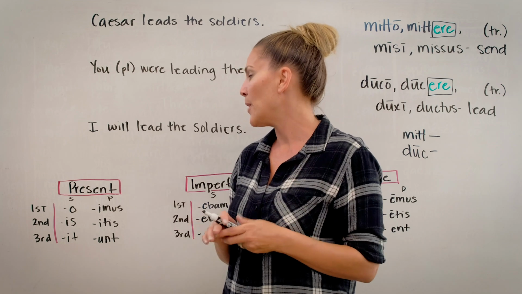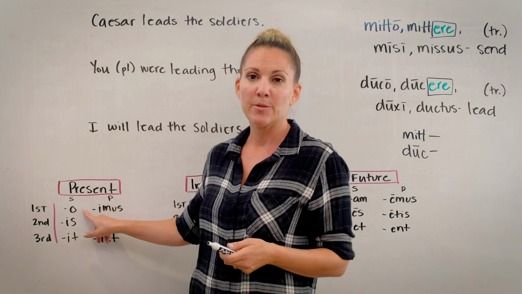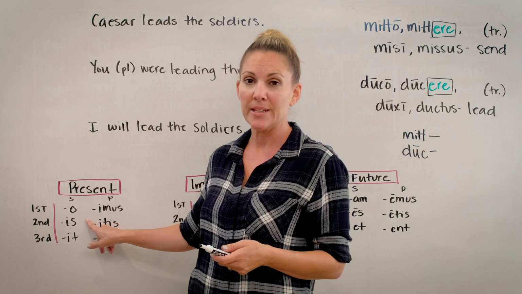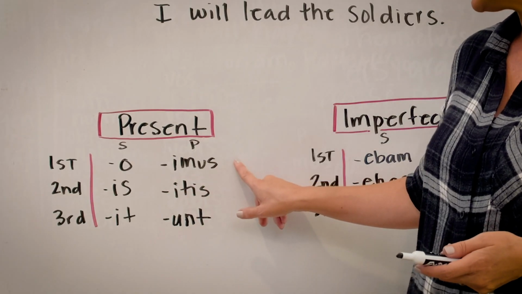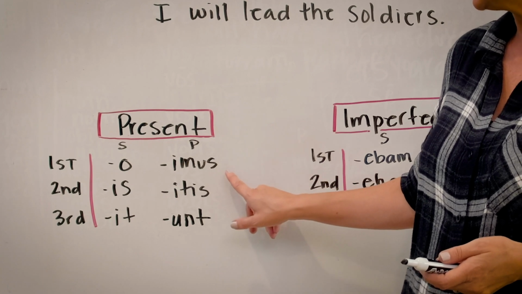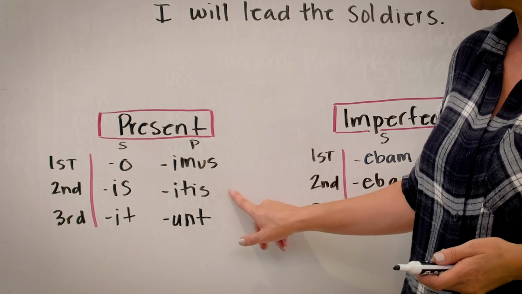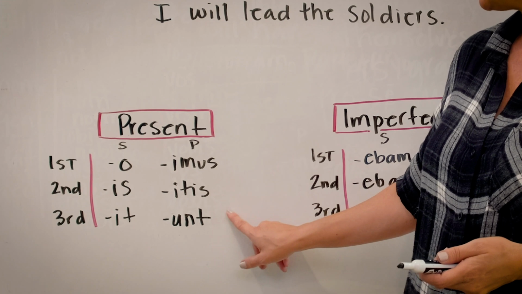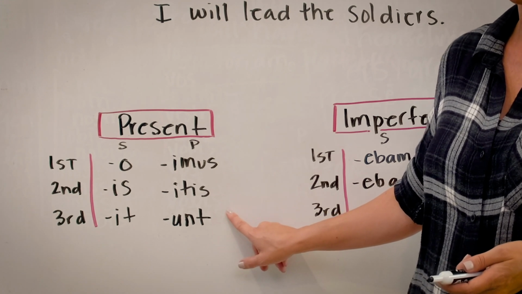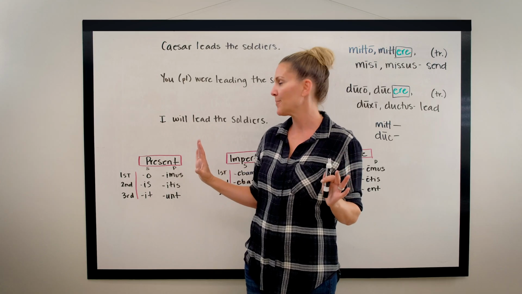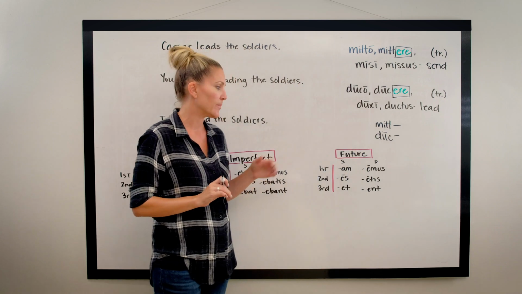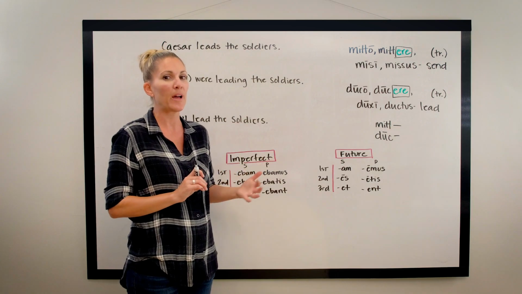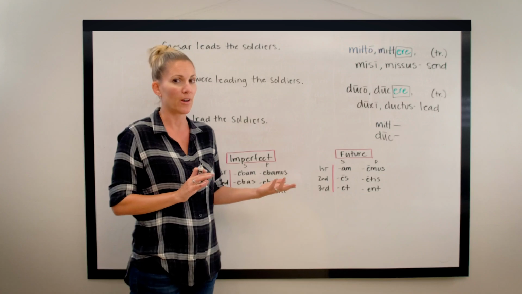So for instance, if I wanted to say I send, it would be mitto, you send mittis, he, she, or it sends mittit, we send mittimus, you all send mittitis, and they send mittunt. So that's the present tense. Now, the imperfect tense is where it gets a little bit tricky. So we have sort of set up this pattern that, okay, now we're using an I for our conjugating vowel.